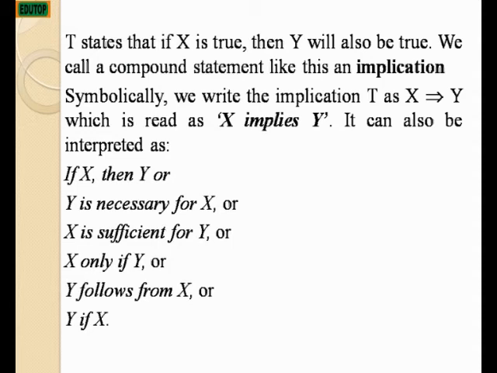Symbolically, we can write the implication T as X implies Y, which is read as X implies Y. It can also be interpreted as if X, then Y; X is sufficient for Y; Y is necessary for X; X only if Y; Y follows from X; or Y if X. With this, we come to the end of logical reasoning.